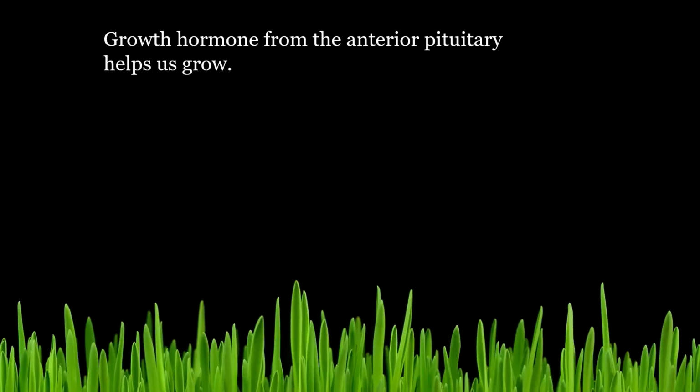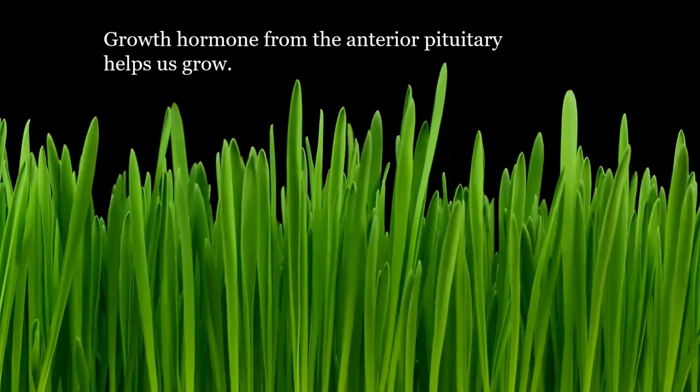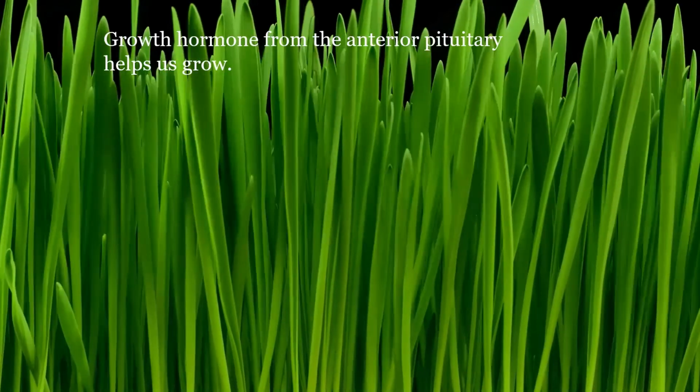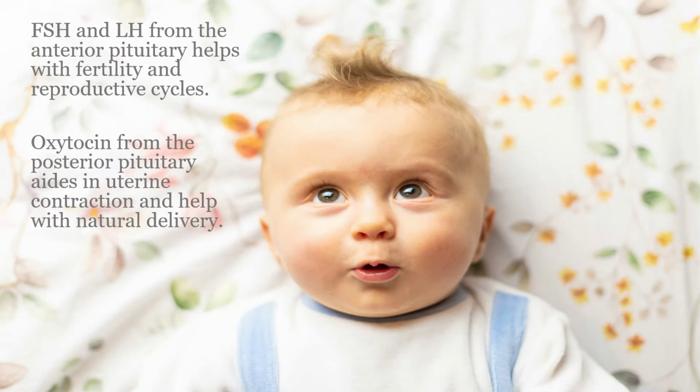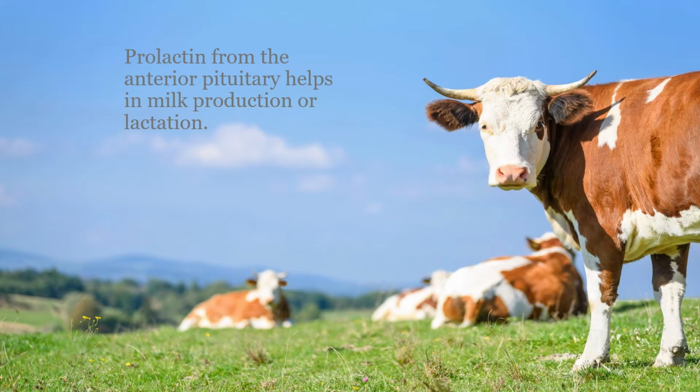First, growth hormone helps us grow and comes from the anterior pituitary. I think we're going to need to mow the grass again. FSH and LH come from the anterior pituitary and aid with fertility, while oxytocin from the posterior pituitary helps with childbirth and natural delivery. Prolactin comes from the anterior pituitary and helps with lactation or milk production.